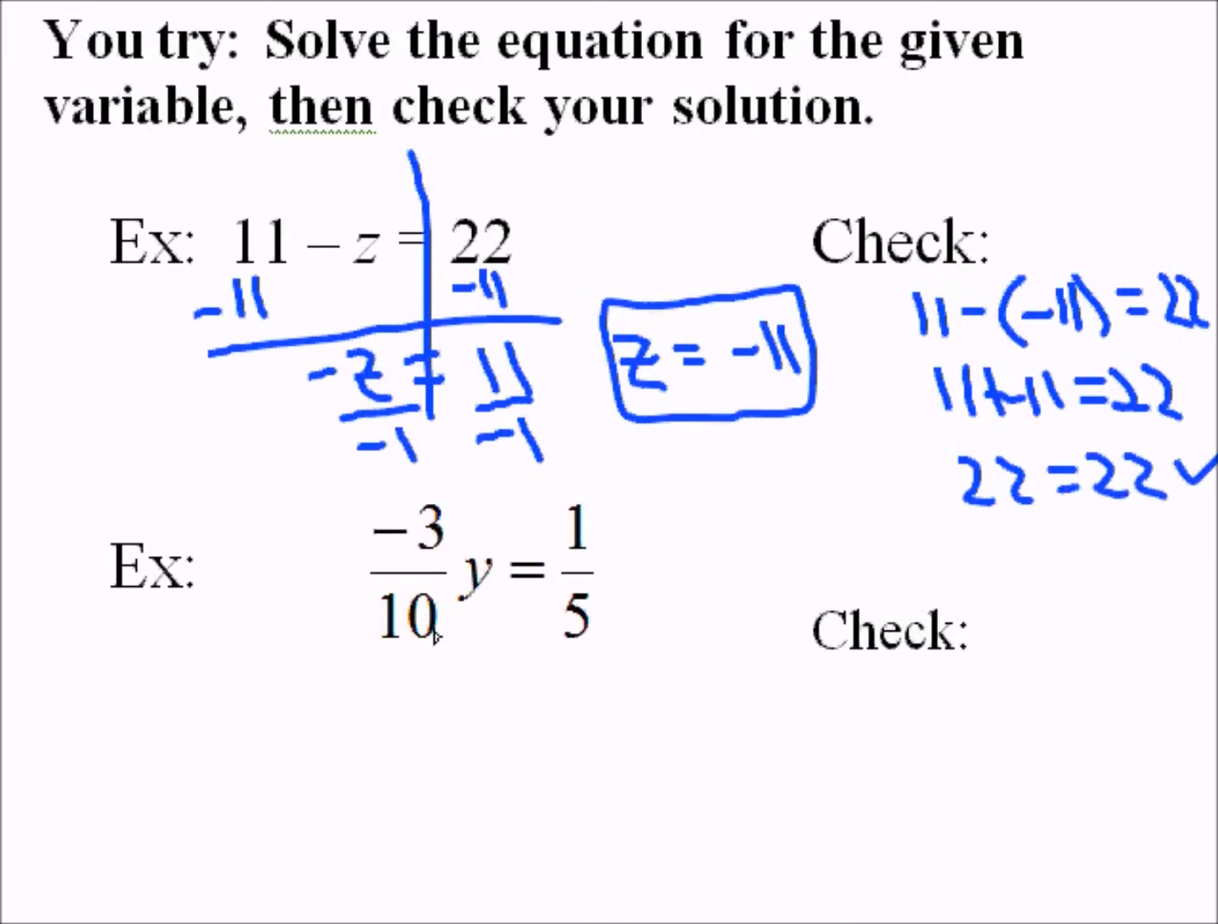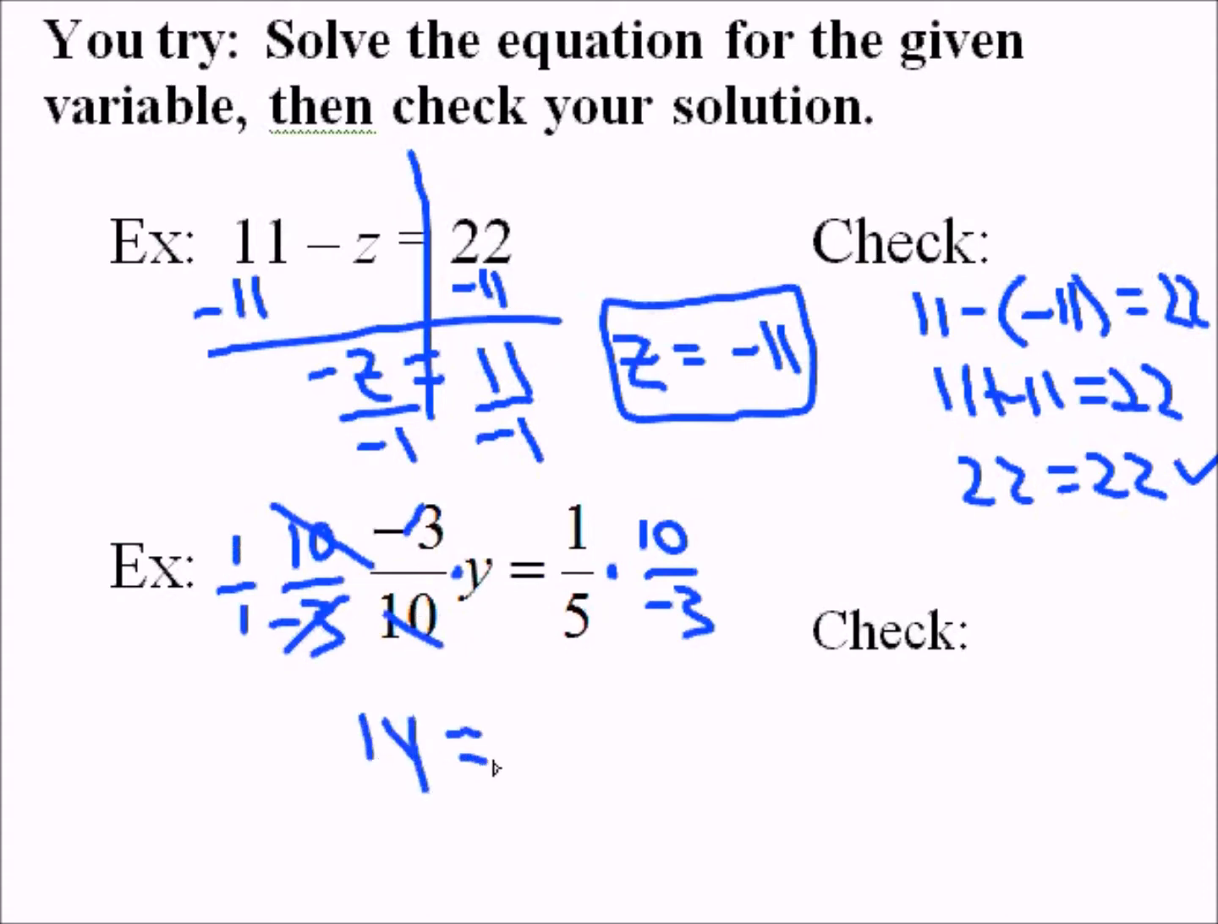The second example, to get rid of the negative 3/10 off of the y, we multiply both sides by 10 over negative 3. Leaving us with, notice these will cross-reduce, giving you 1 over 1, or just 1y, equals 10 over negative 15. Reducing your answer, you're left with y equals 2 over negative 3.